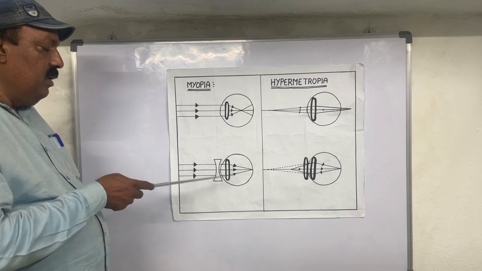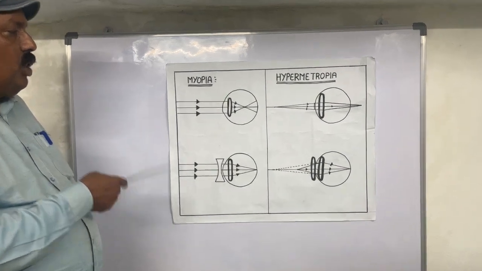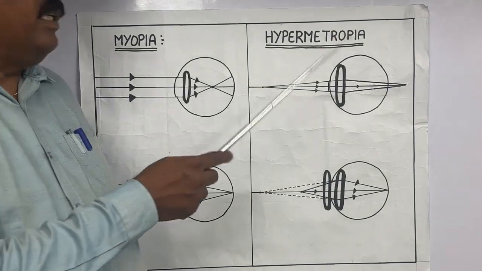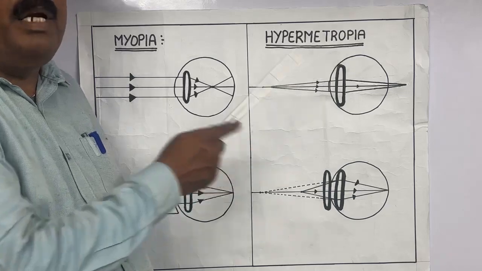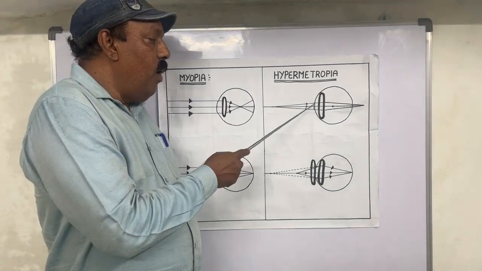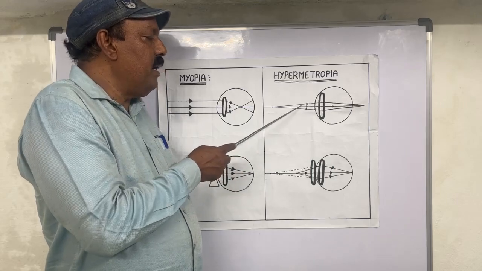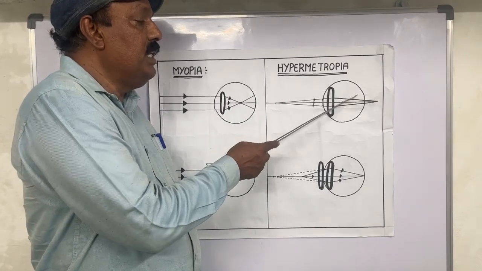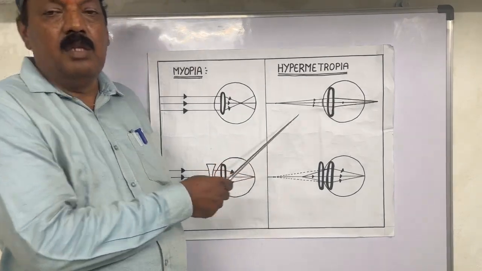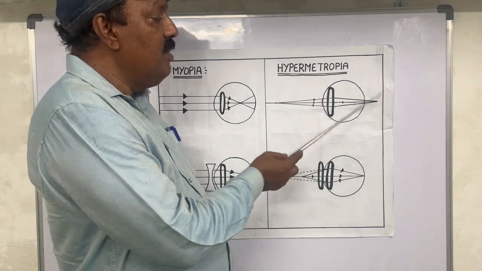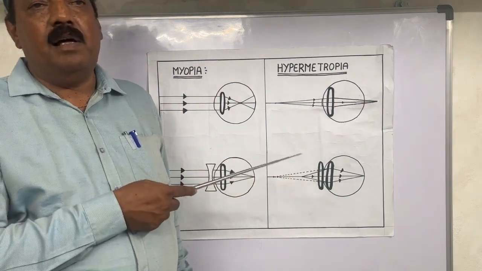Now we come to long sight, or hypermetropia. In long sight or hypermetropia, whenever the parallel beam enters the eye, it converges beyond the retina. They are converging beyond the retina, and not on the retina or in front of the retina.